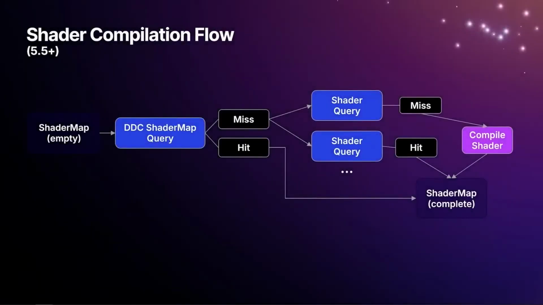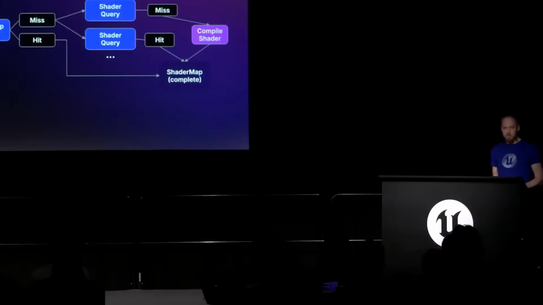So, having gone through the details of all these optimizations, let's revisit that compilation flow diagram from earlier with the new components in place. So first, shader maps query DDC as before, keys still constructed from raw source file hashes, but it just serves to avoid additional costs if everything is guaranteed to be up to date, so in the case that no shader code is changed at all.